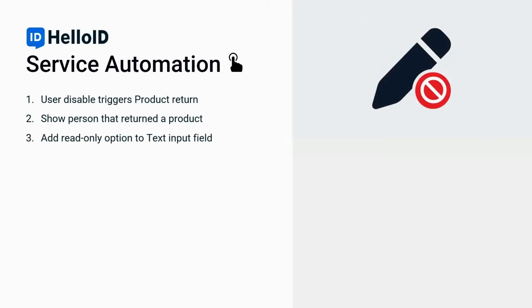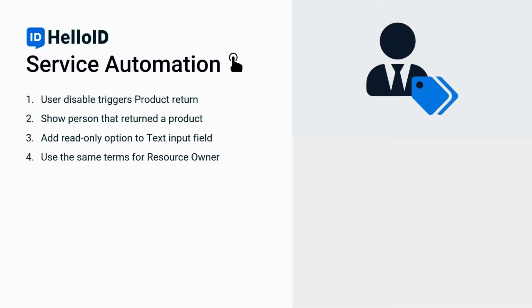The next new feature is the read-only option for the text input form element. Using this feature, you are able to show data in a text input without the ability for the end user to modify the data. You will still be able to use the read-only data in your PowerShell scripts.